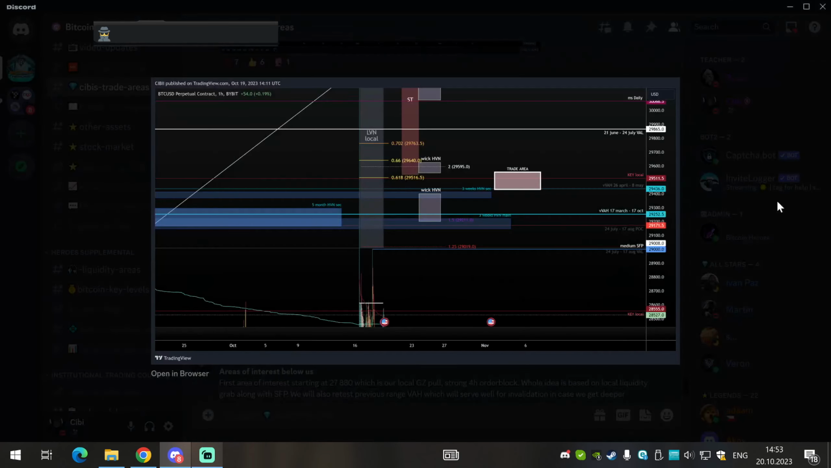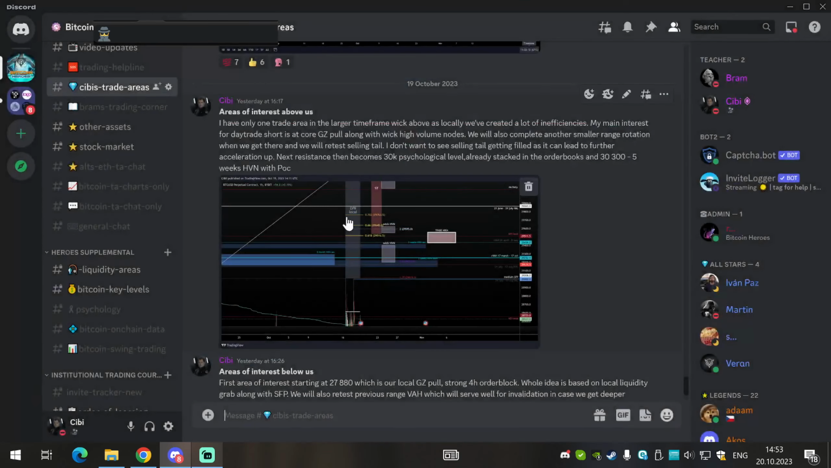So, to the upside. This was my post here. So you see how I predicted actually what's going to happen. As we were still in the range, I was saying we have areas of interest above us. I have only one trade area in the larger time frame, the week, above us locally.